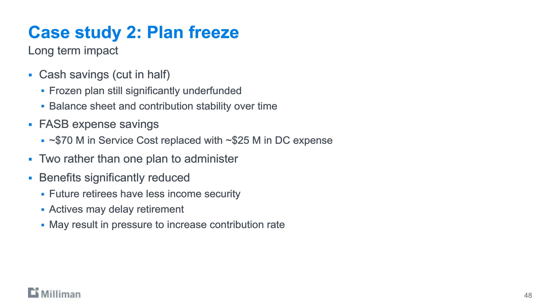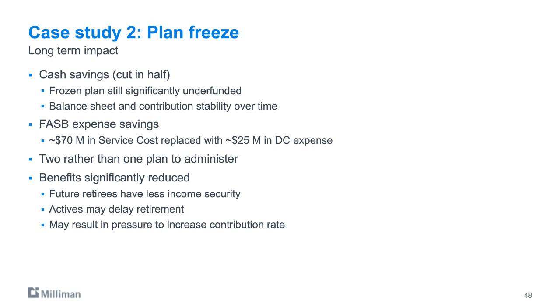There are some downsides. One is now there's 2 plans to administer instead of 1, and the benefits have been significantly reduced, which means that the future retirees have less income security, actuaries can delay retirement, and this may, as Kelly mentioned earlier, result in pressure to increase contribution rates, which eats at the savings. So if 10 years down the road, if now a 6% of pay plan, you've now mostly lost all of your cash savings.